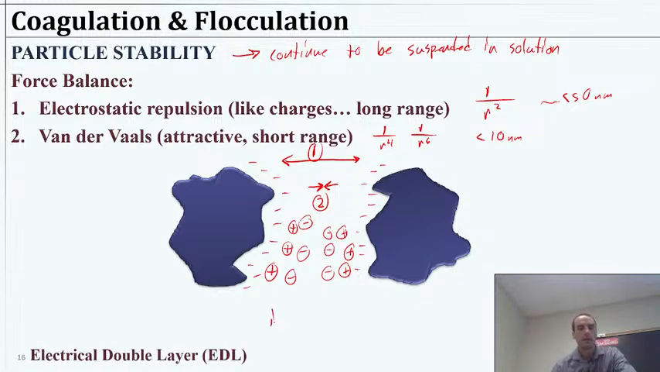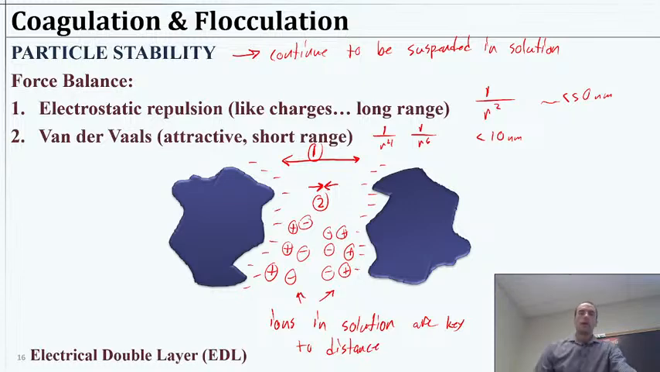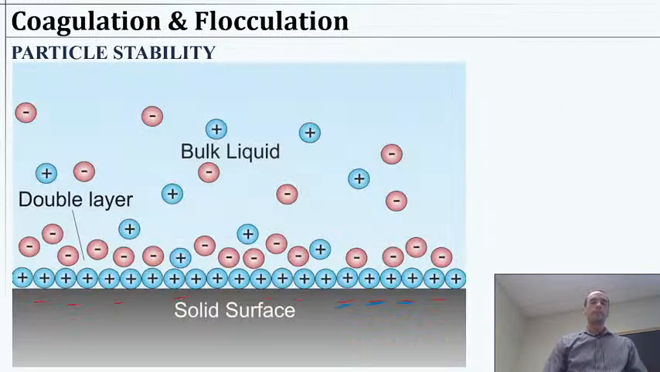So we could say these ions in solution are a key to the distance. Okay, so that means if we can control those in some manner, maybe we can control the distance to which these are repelling each other. And that's the core principle of a lot of our coagulation.